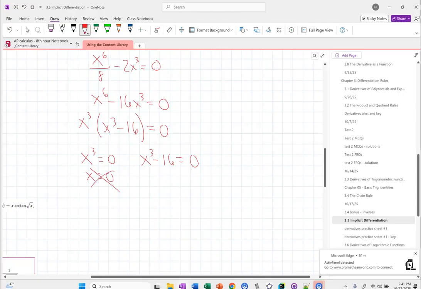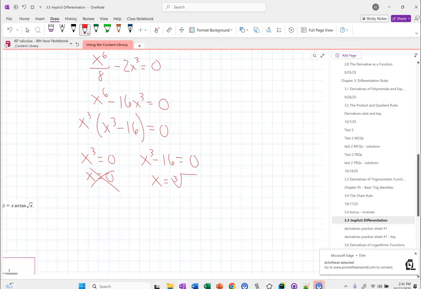We can discard that. And here you said this is going to be the cube root of 16. Do I need a plus or minus on that? No. Why not, Frankie? Well, that's true. It's an odd root, though. Odd roots don't get plus or minuses, right? Okay.